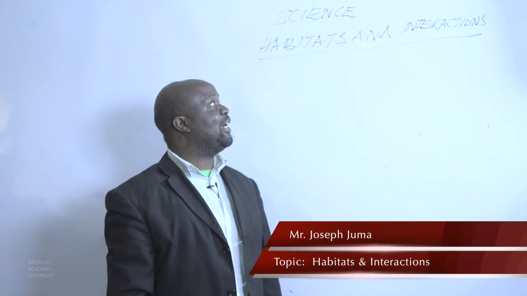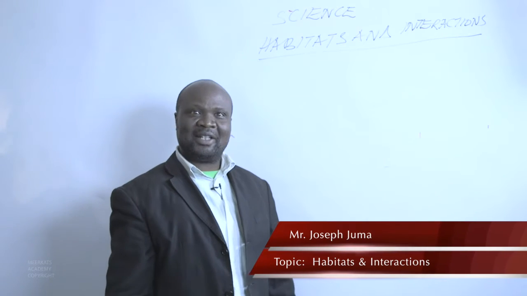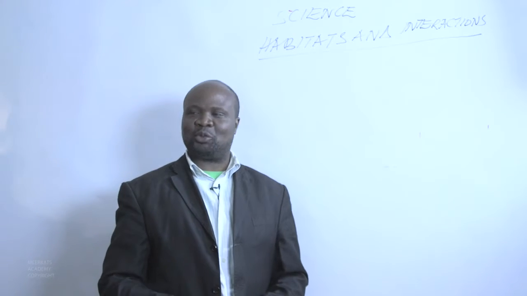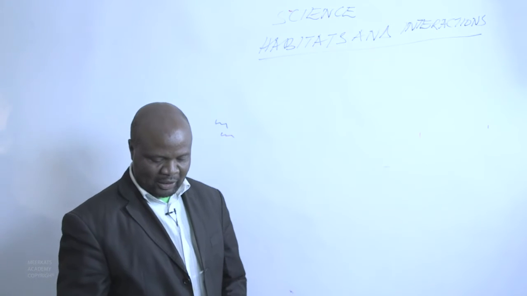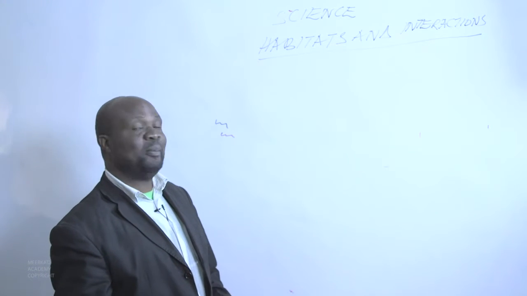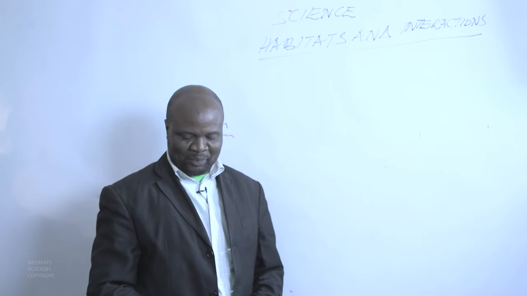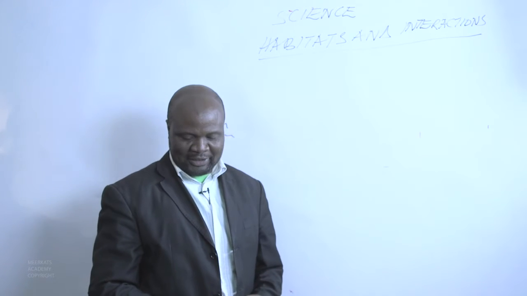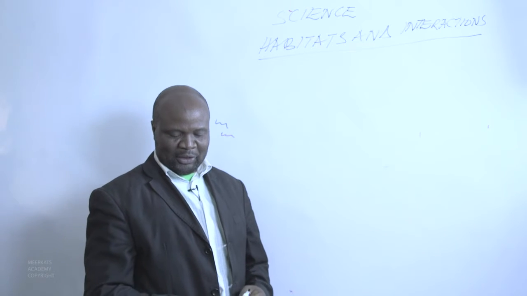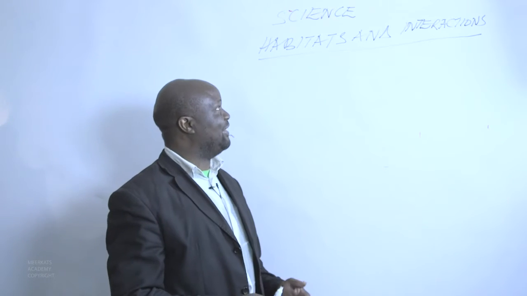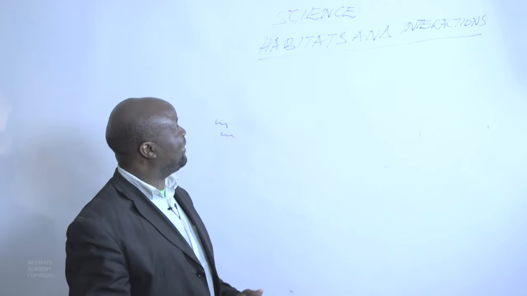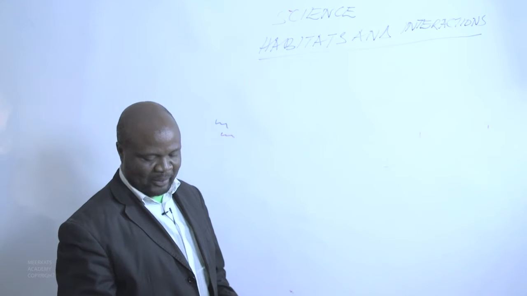Today's lesson, we are going to learn about habitats and interactions. There are several questions we can ask ourselves when we are learning about habitats and interaction. One of the most appropriate questions is, why is it that some organisms, or some plants or animals, are well adapted to survive and reproduce in the environment? Why is it that we have some organisms that have adapted well to exist in a particular environment?